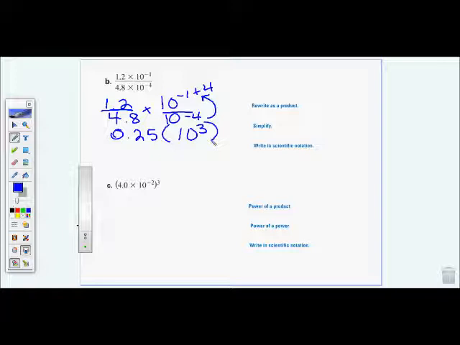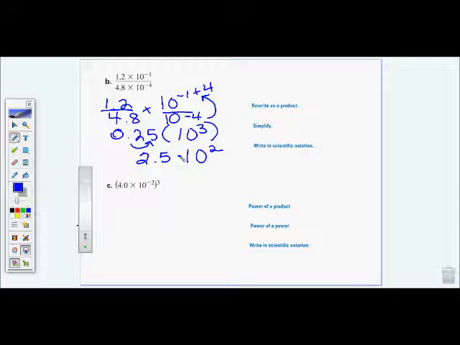So now I have 0.25 times 10 to the 3rd. I want my decimal to be there, so I have 2.5. My original number is smaller than that, so I need to go down 1 with my exponent. So it's going to be 2.5 times 10 squared.